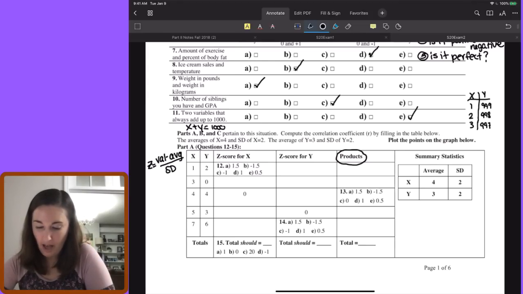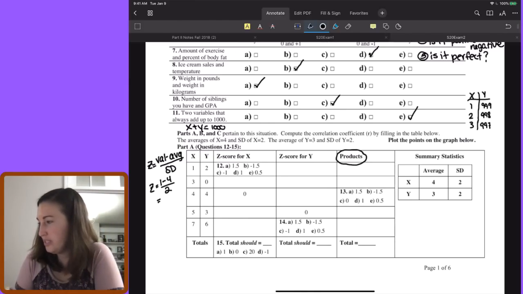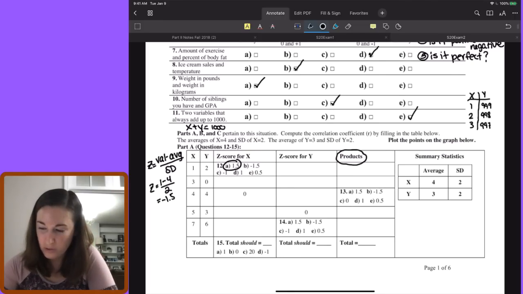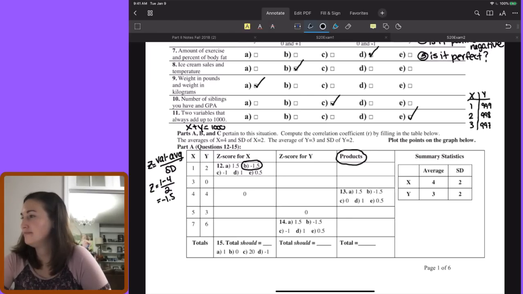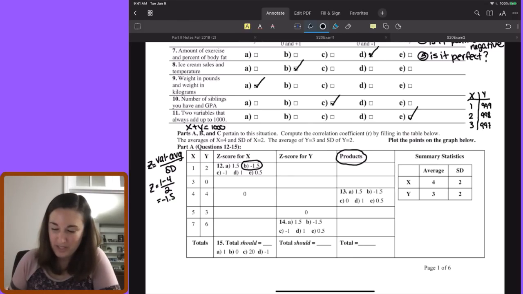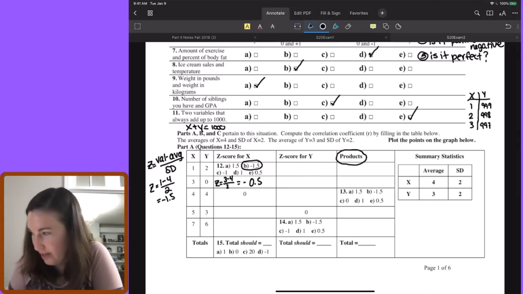So let's see, for number 12, I can say that my z-score is equal to 1 minus the average for x, which is 4. And the SD is 2. So it looks like it is negative 1.5, which is a, oops, no. Oh no, I lied. It is B, right? Negative 1.5. And then the rest of them, we can just go down and do the same thing. So for the x of 3, I can do 3 minus the average, 4, divided by 2. This should be negative 0.5.